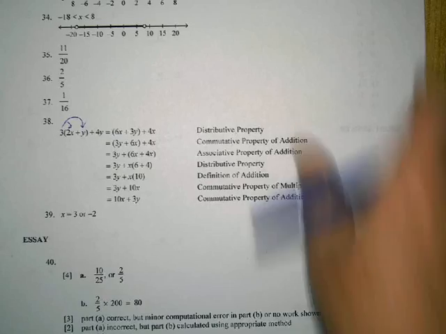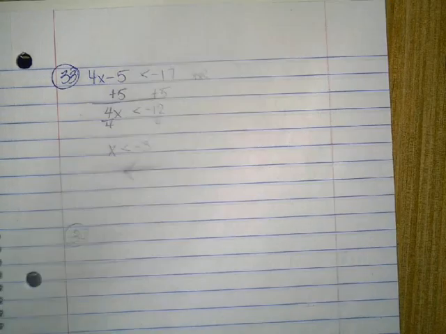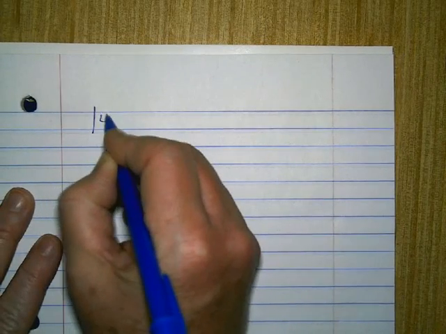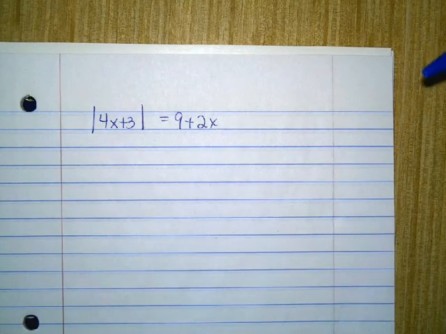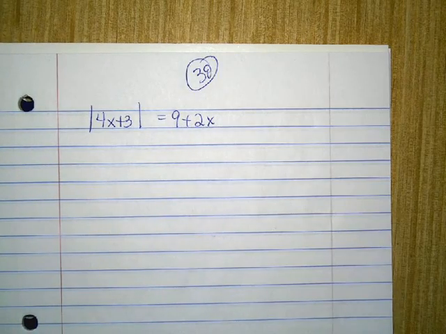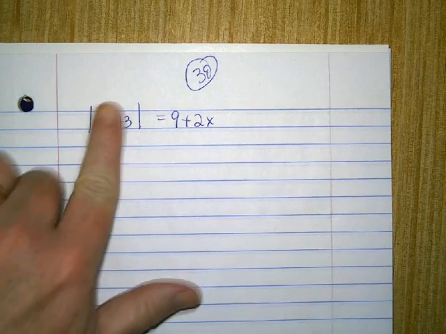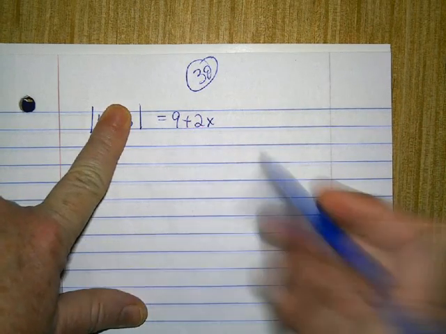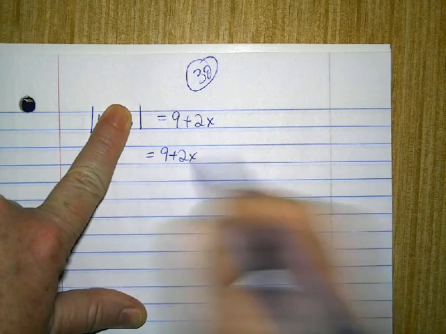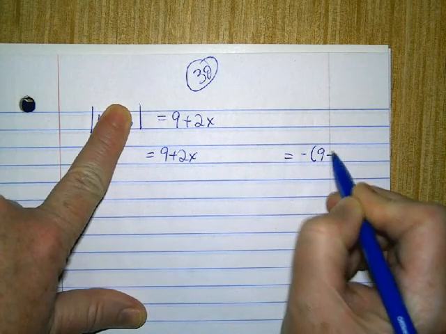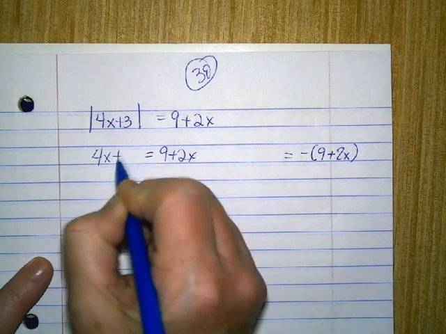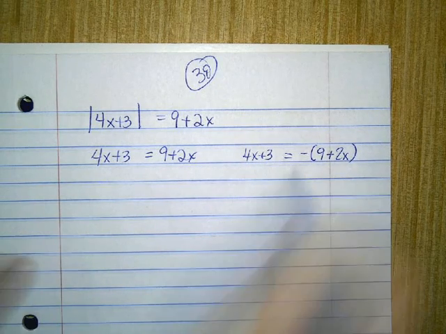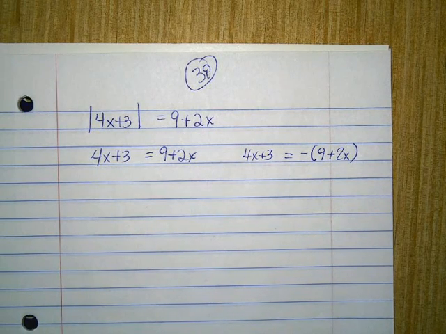Okay, 39. It says solve the equation. 4x plus 3 equals 9 plus 2x. What do we do on this one? You got to make two problems. The stuff under my finger is either equal to that, or it's equal to the opposite of that. But be sure you put all of that in the parentheses, okay? So 4x plus 3 here and 4x plus 3 here. Okay, what do we do first?